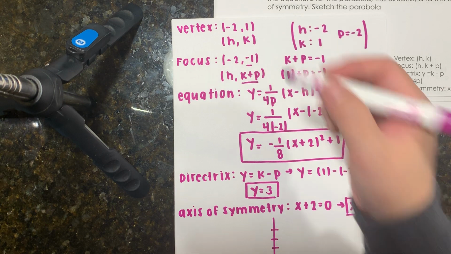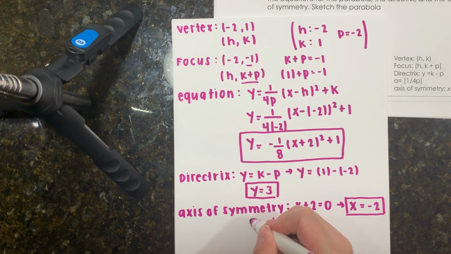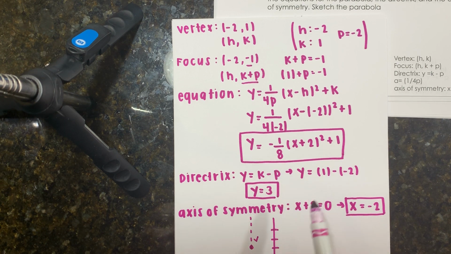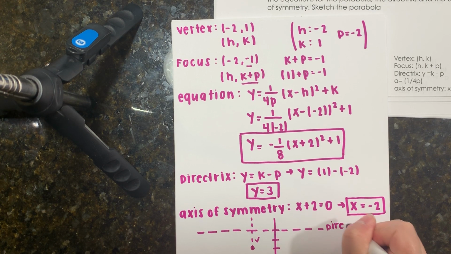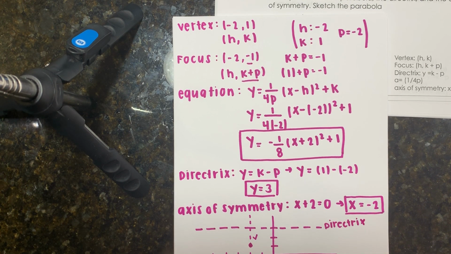Okay, so it says my axis of symmetry is at -2. So I'm going to put in my dotted line at -2. My vertex is at -2, 1. So this is my vertex. My directrix is at y is equal to 3. So go up 3. And it's going to be a horizontal line through y is equal to 3. So that is your directrix. And then your focus is at -2, -1. So -2, down 1, this is your focus.